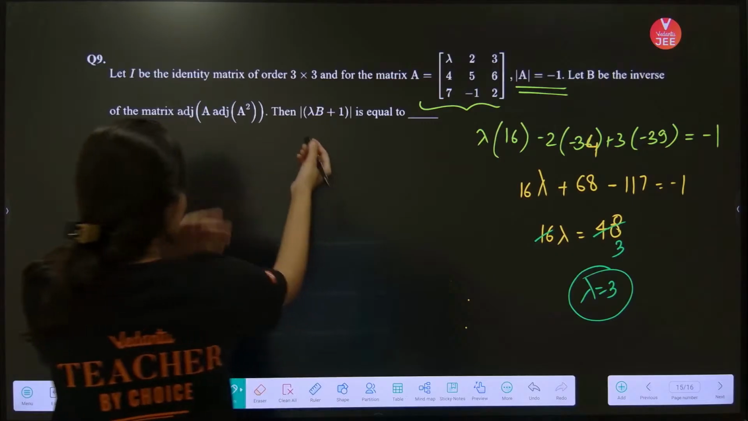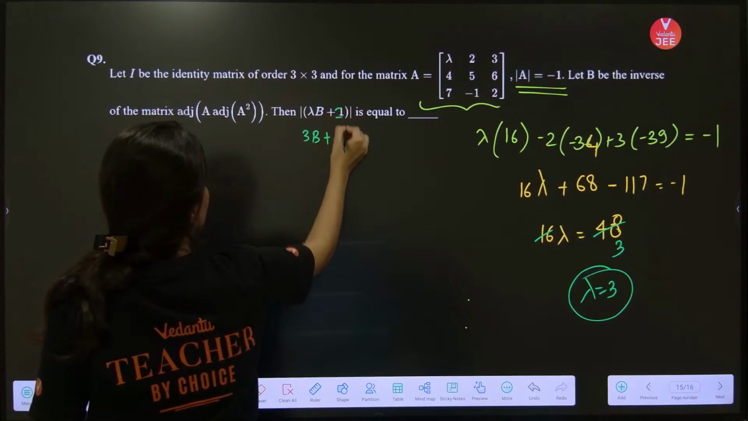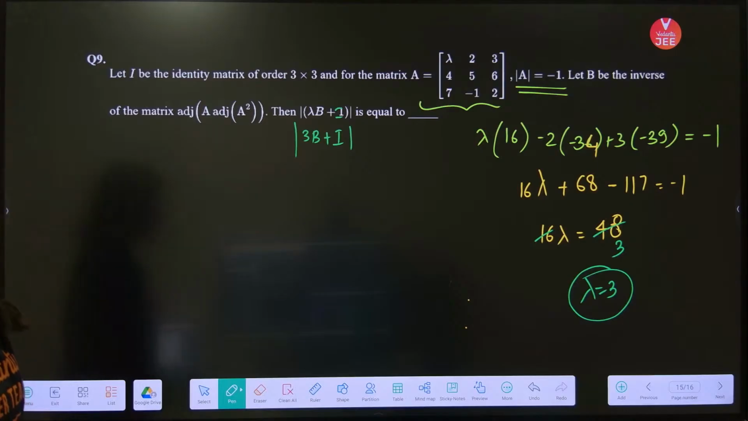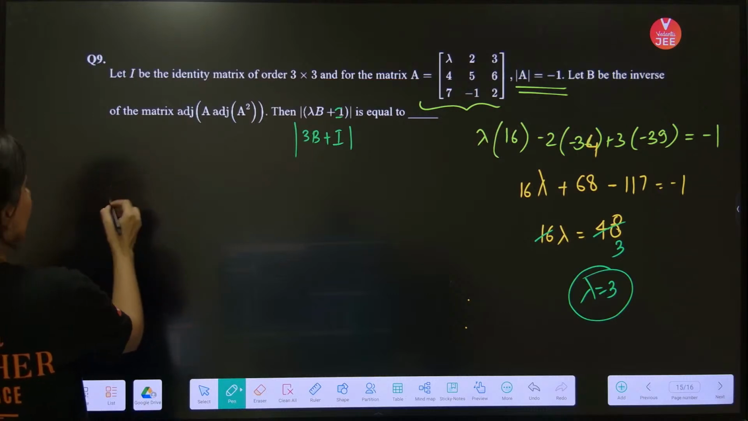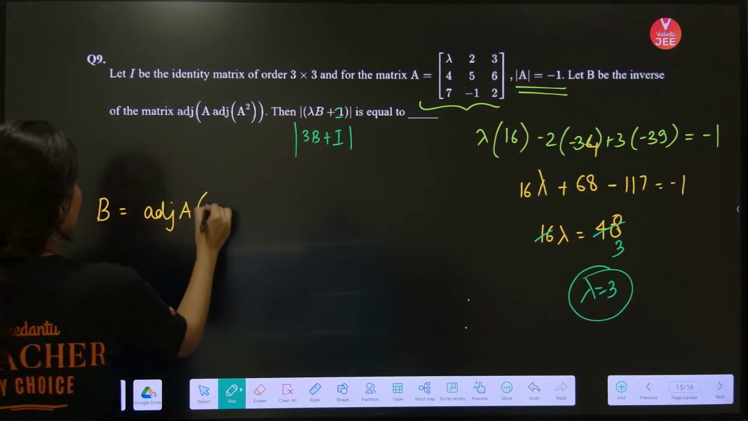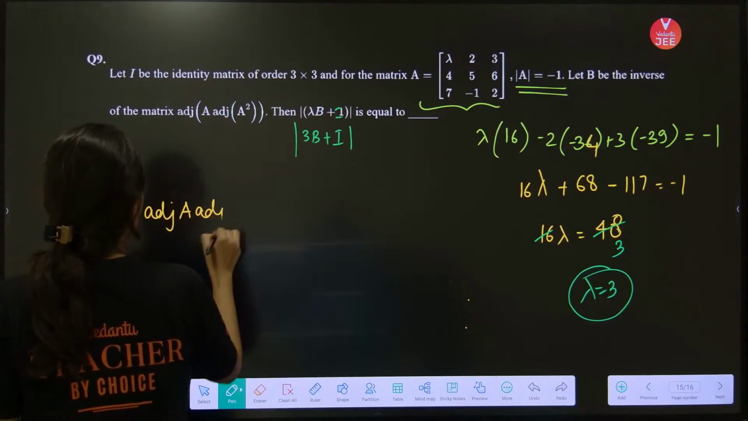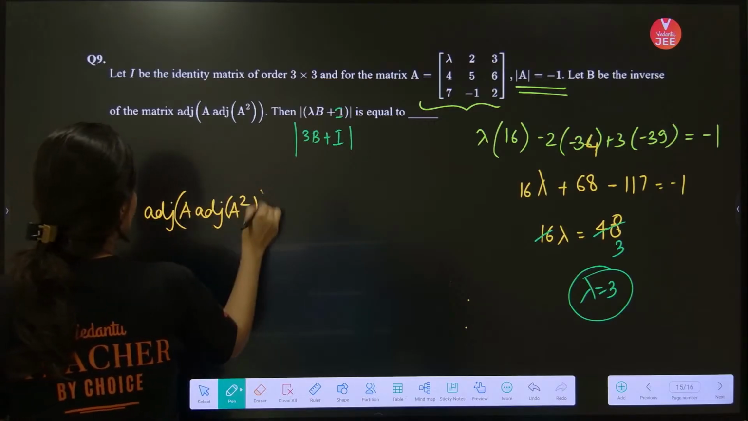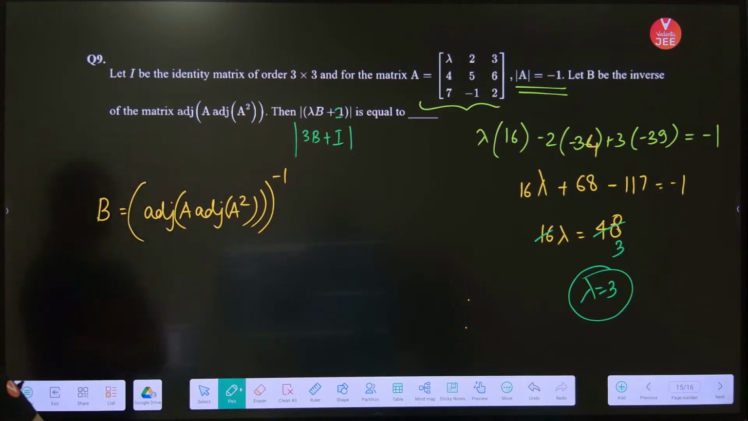Now what they are asking is determinant of 3B plus I. What is B? B is the inverse of this. So B is nothing but adjoint of A, adjoint A square. B is equal to inverse of this.